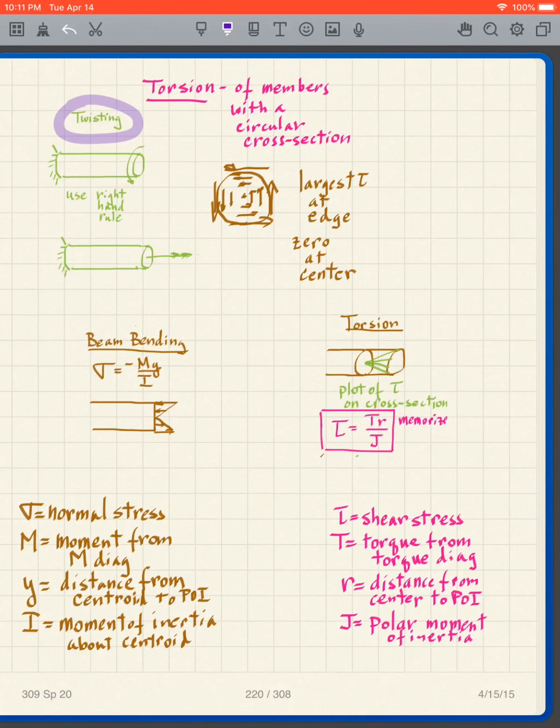So what are we talking about? When we talk about torsion, we talk about twisting. So if we, for instance, are mounting a circular cylinder and we twist it, that's basically what we're doing. And we are going to use the right hand rule. Use your right hand, curl your fingers in the direction of the arrow, and the thumb is pointing in that direction. And we indicate that it's torsion by using a double arrowhead.